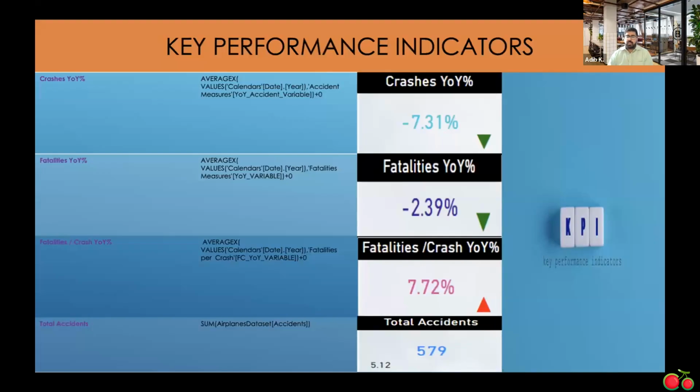So the first thing for me was to create my KPI. As you can see, I have some of the KPIs here: crashes year to year, fatalities year to year, fatalities over crashes year to year, as well as total accidents. These are some of the KPIs that we are going to take a look at because it really illustrates the overall performance of this project.